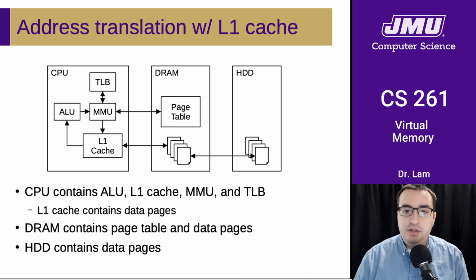Okay, so in the lab, we'll ask you to do some address translations with a small sample system with an L1 cache. There are several different components involved in this translation. We have the CPU that contains the ALU, the L1 cache, and the MMU and the TLB. The MMU and the TLB handle the address translation, possibly with a lookup to the page table, which is generally in RAM. And then the data itself is either going to be in the L1 cache, somewhere in DRAM, or somewhere on the hard disk. We're going to be focusing on just the L1 cache and the DRAM in the lab.